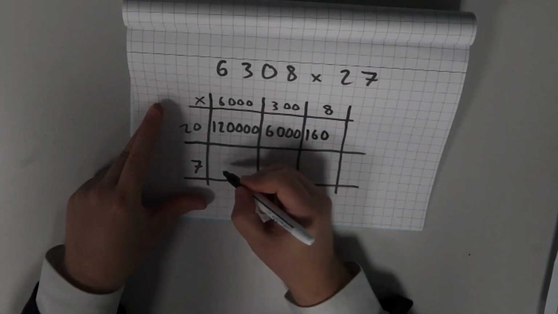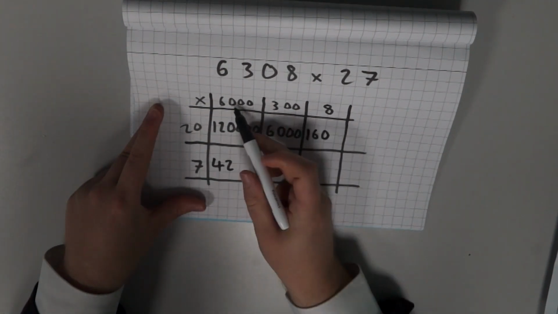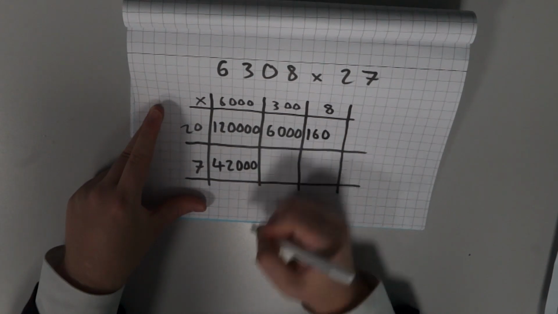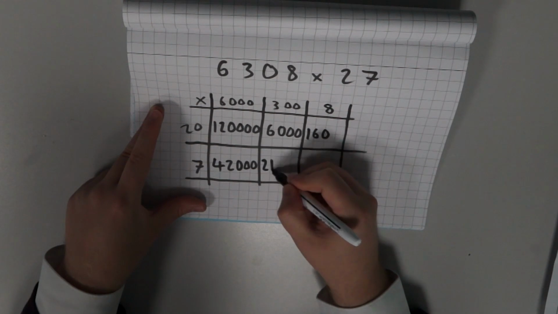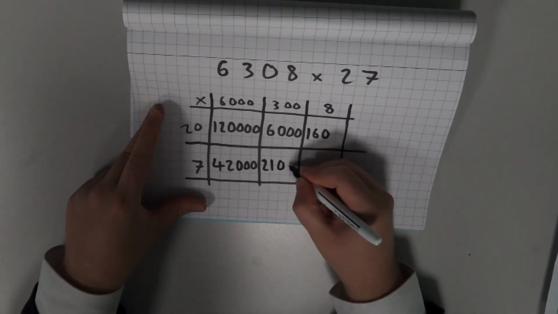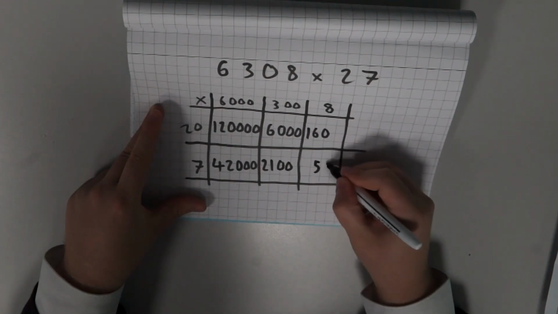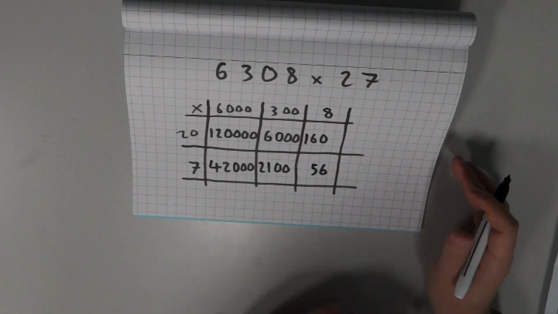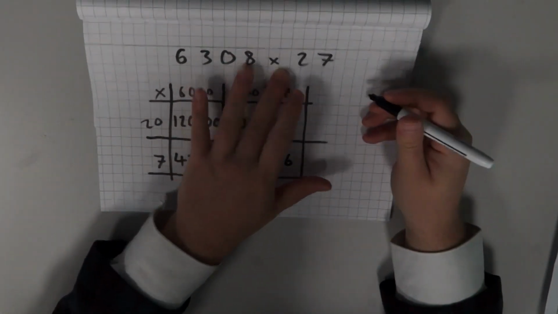7 times 6,000, 7 times 6 is 42. Then I've got 3 zeros from the 6,000, so 1, 2, 3. 300 times 7, 3 times 7 is 21. I've got 2 lots of zeros, add those in. 7 times 8 lastly gives me 56. And then I'm going to add these up again to give me my final answer, again using the SWB way of the column addition.